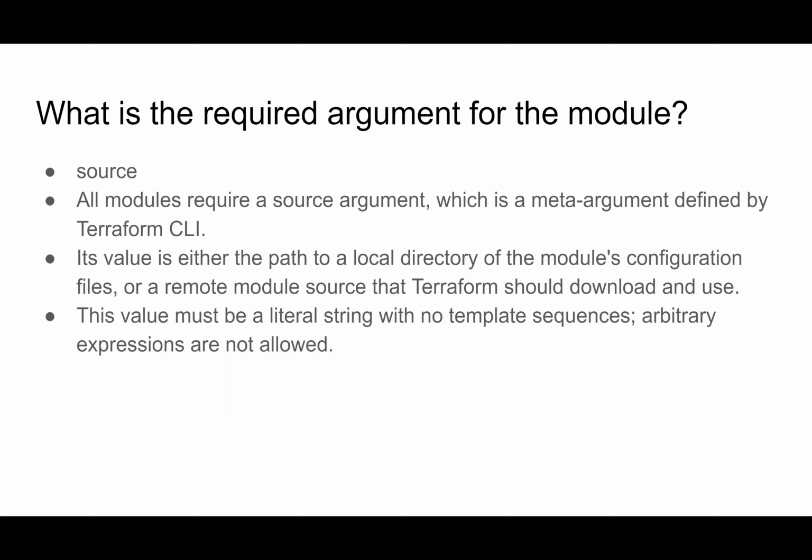What is the required argument for the module? We always have to specify source. All modules require a source argument, which is a meta argument defined by the Terraform CLI. This is important. Its value is either the path to a local directory of the module's configuration or a remote module source that Terraform should download and use. It must be a string literal with no template sequences. Arbitrary expressions are not allowed.